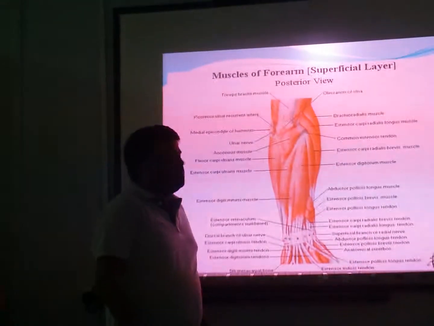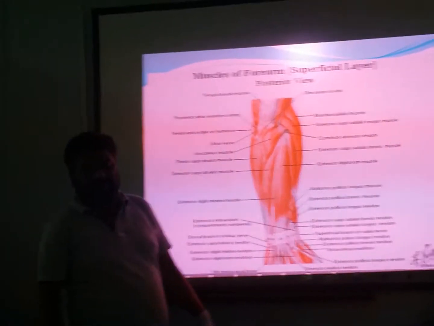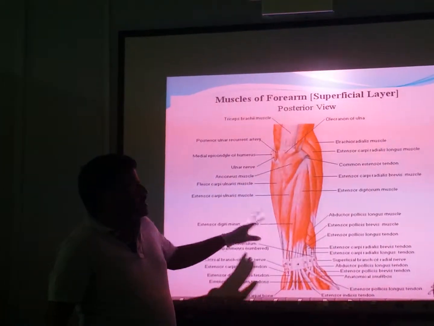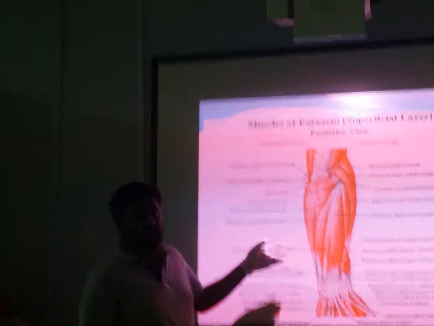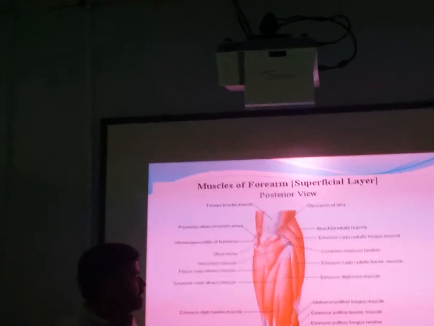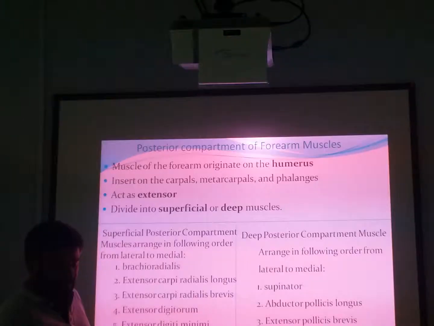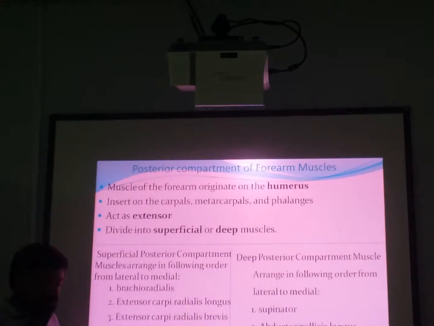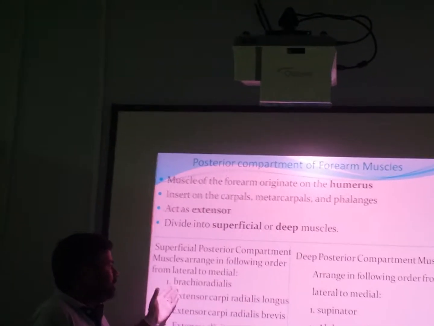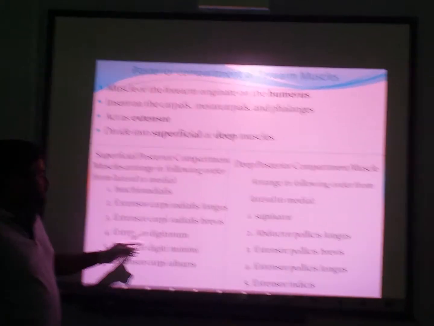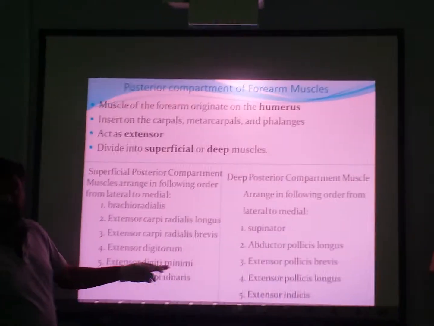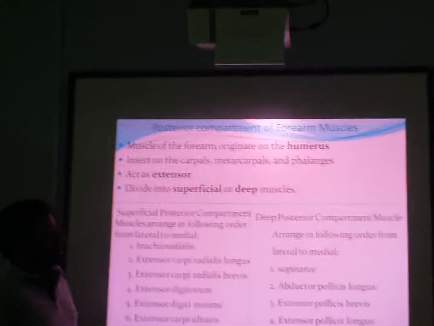So this is the posterior compartment of the forearm, also called the extensor compartment. There again you have superficial muscles and then deep muscles. You have 11 muscles in the posterior compartment, so we'll just look into those muscles. The superficial ones, again from lateral to medial side: brachioradialis, extensor carpi radialis longus, extensor carpi radialis brevis, extensor digitorum, extensor digiti minimi, and then extensor carpi ulnaris.